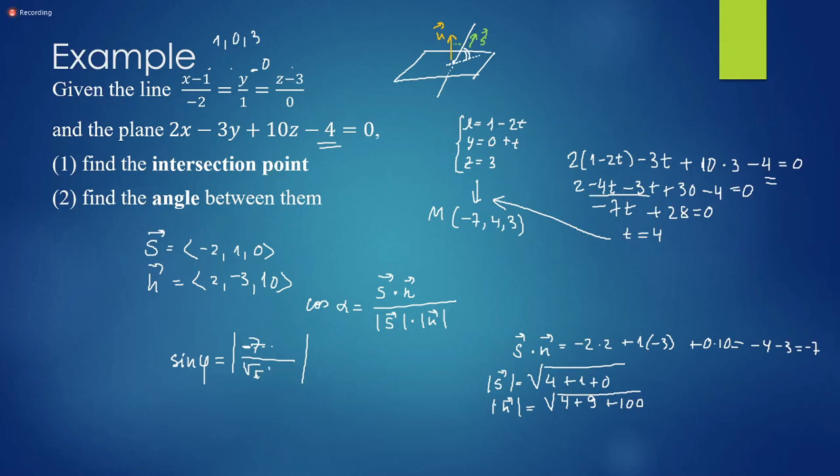So the sine is of the angle that we are actually looking for. The sine of this particular angle. So it's the sine because we are looking not between the two vectors, but between the line and the plane. And the absolute value has to be positive because the sine of an angle geometrically is positive. 7 over root 5 root 113. And I think, yes, there I have it.